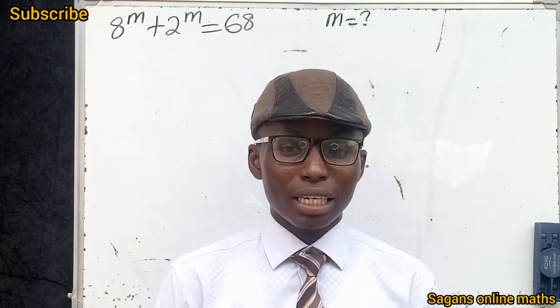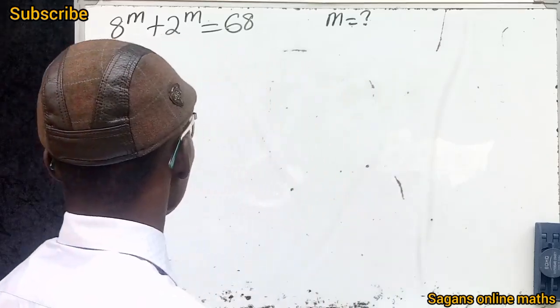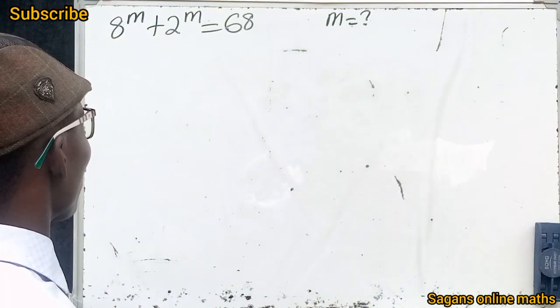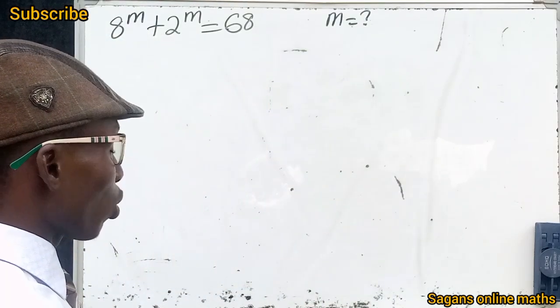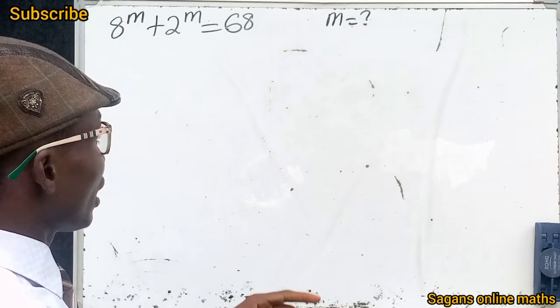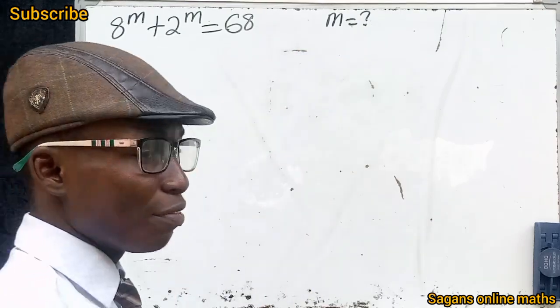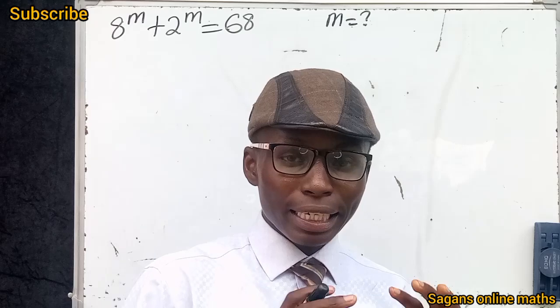So let's solve this question together. Now, look at what you're given on the board. We're given that 8 raised to the power of m plus 2 raised to the power of m is equal to 68. We are asked to find the value of m. This problem is very, very simple as A, B, C, D.